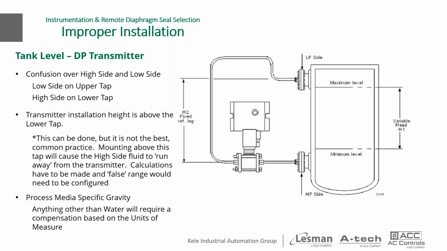Process media specific gravity. What's in the tank? Is it water? No problem. If you're measuring inches of water column, it'll work just fine. If it's corn syrup or jet fuel, each of which have different specific gravities, you're going to need to make an adjustment or compensate that range so that your inch water column measurement is seeing the actual level of the fluid. Probably one of the only shortcomings of using differential pressure on a tank, but it's a tried and true method.